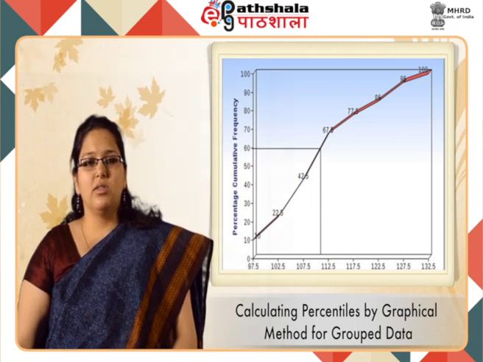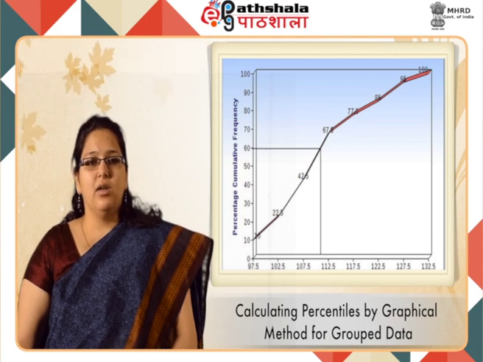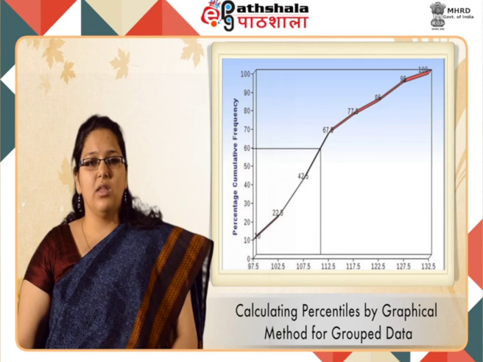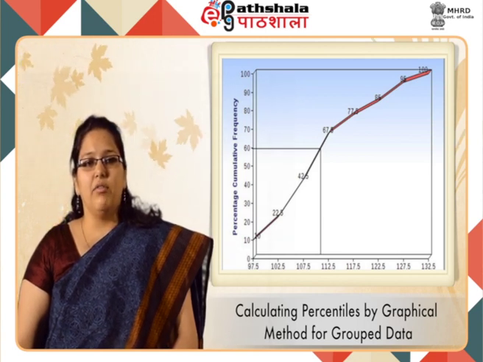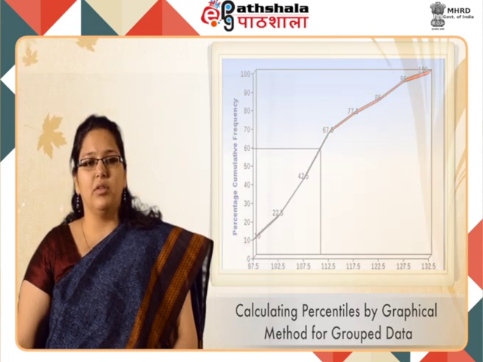For instance, for P60, we shall first draw a horizontal line through point 60 in the percentage axis. Then, through the intersection of this line and curve, we shall draw a vertical line which will intersect the x-axis at the required value. It is found to be 111. Therefore, P60 is equal to 111.